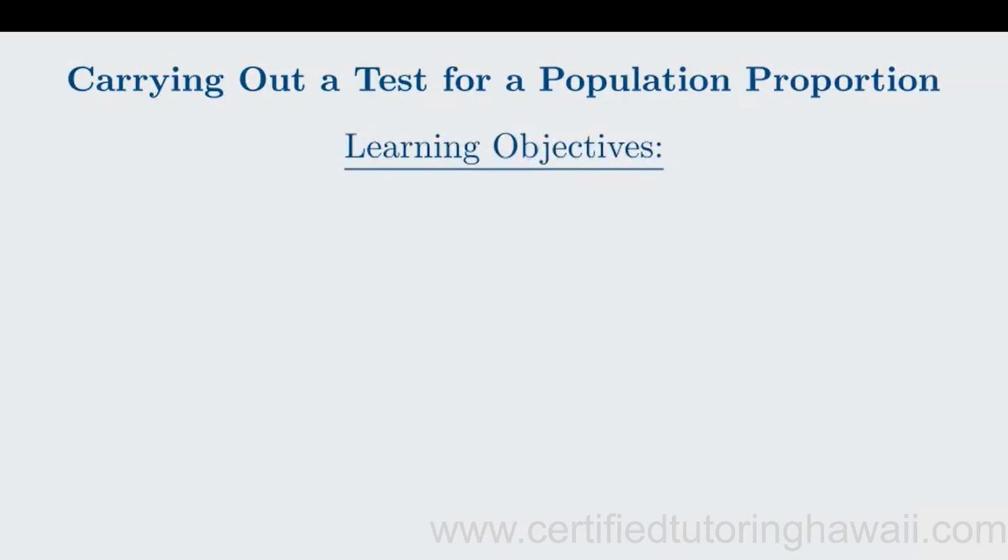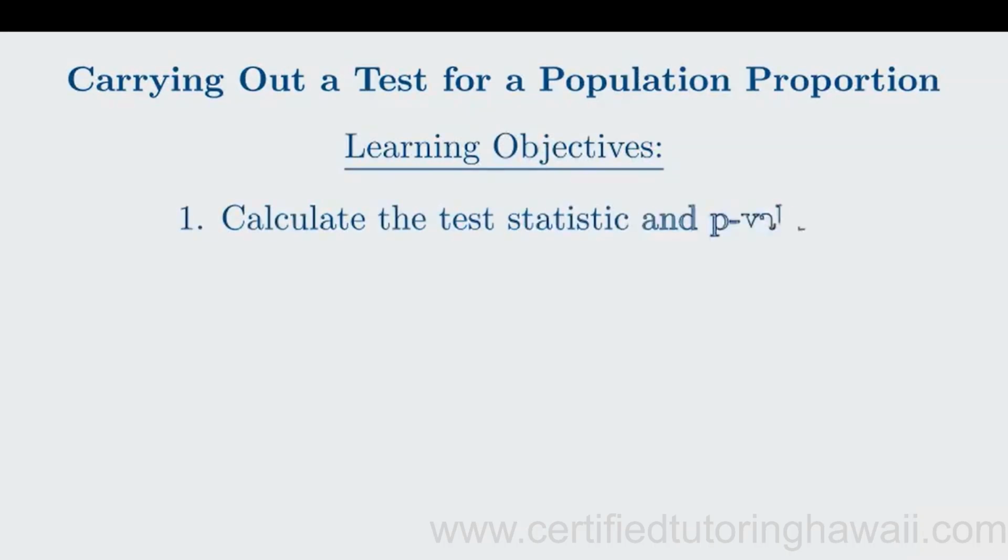Welcome. Today we are focusing on topic 3.7 of the AP Statistics curriculum, carrying out a test for a population proportion. By the end of this lesson, you will be able to calculate the necessary components of a significance test and, more importantly, justify a statistical claim using your results.